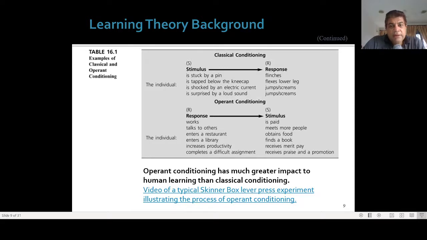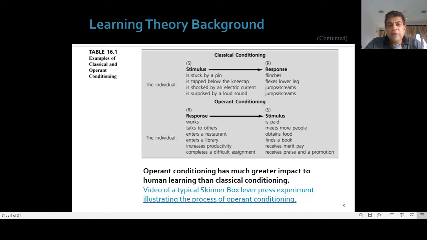When you give a stimulus, there is a response. Let's look at a couple of examples. If you are stuck by a pin, it flinches. If someone taps below the kneecap, the leg flexes and lowers. If you get an electric shock, you either scream or jump. If you're surprised by a loud noise, you again scream or jump. So when you give a stimulus, you respond. It's a stimulus-response, a classical conditioning.